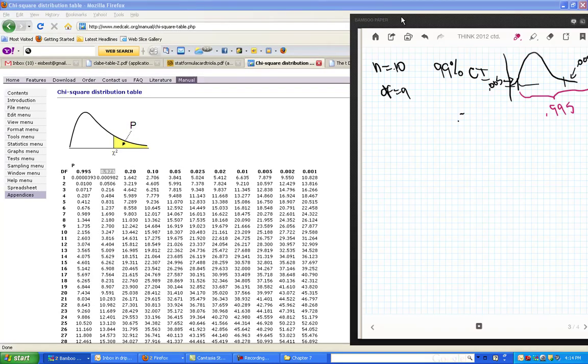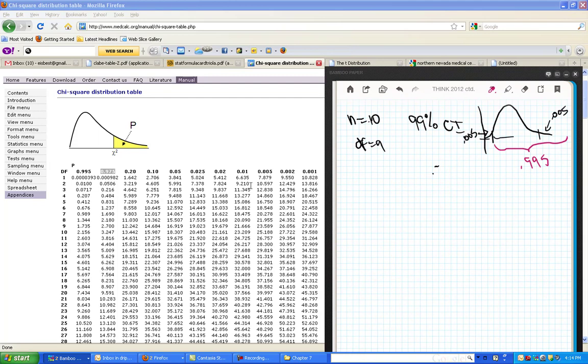If I hop out of there and I go to 0.995, notice how they set it up, because sort of the union standard is for us to have either a 99, a 95, a 98% confidence interval, et cetera. So I know that chi-squared on the left is going to be, for 9 degrees of freedom, 1.735. And chi-squared on the right is going to be, for 0.005, 9 degrees of freedom, 23.589.